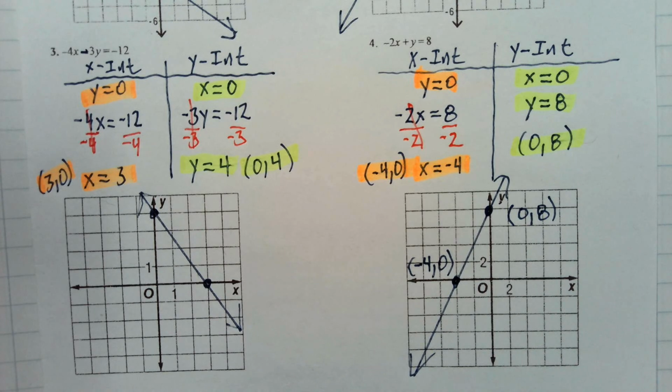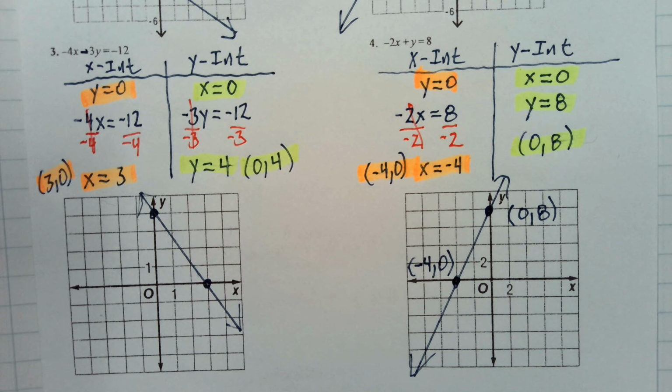Okay. So let's see how we do. Hopefully you got something like this. So, okay, y is 0, so this goes away. You get negative 2x equals 8. I divide by negative 2. That means x has to be negative 4. Negative 4, 0 is the first point. And it's right there, because we're counting by 2s.